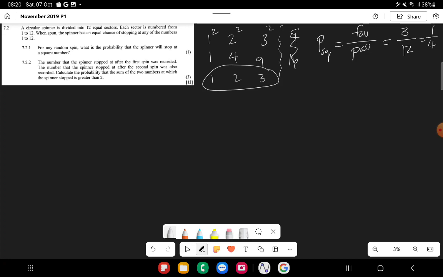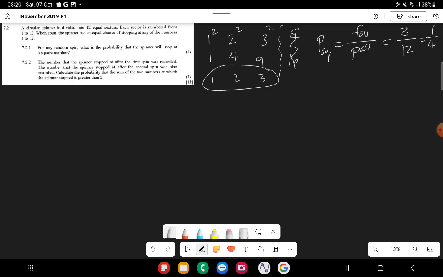Question 7.2.2. The number that the spinner stops at after the first spin was recorded. The number that the spinner stopped at after the second spin was recorded. Calculate the probability that the sum of the two numbers would be greater than 2.